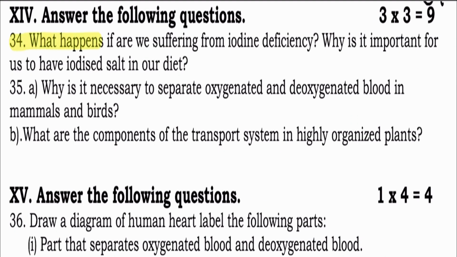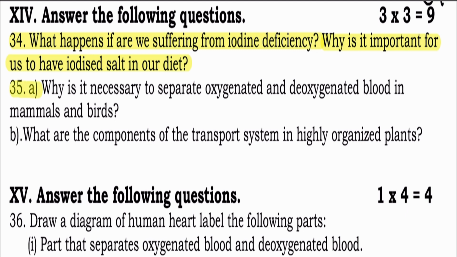Question number 34. What happens if we are suffering from iodine deficiency? Why is it important for us to have iodized salt in our diet? The effects of iodine deficiency are that it will cause goiter, hypothyroidism, and mental impairment, meaning it will cause some disabilities in intelligence. And the importance of iodized salt is that it prevents iodine deficiency. That is the main importance.